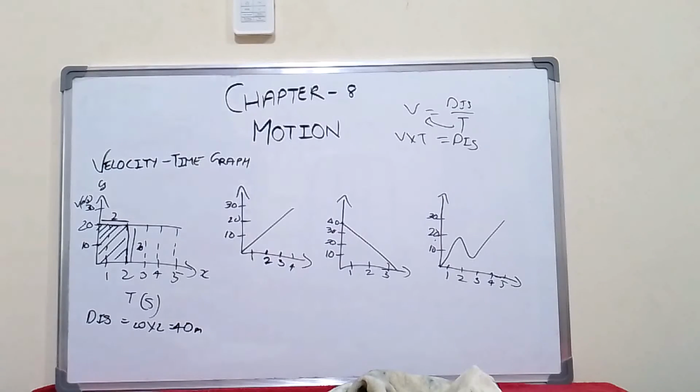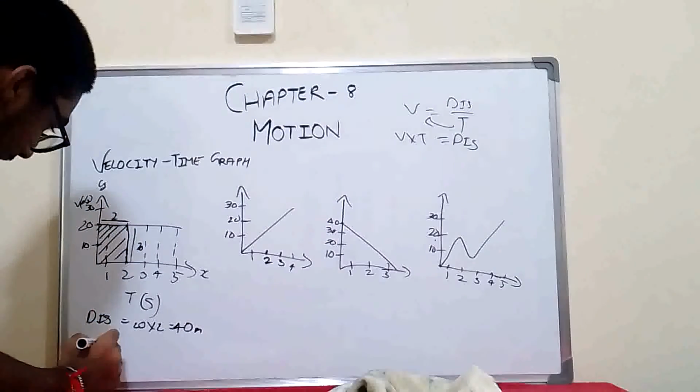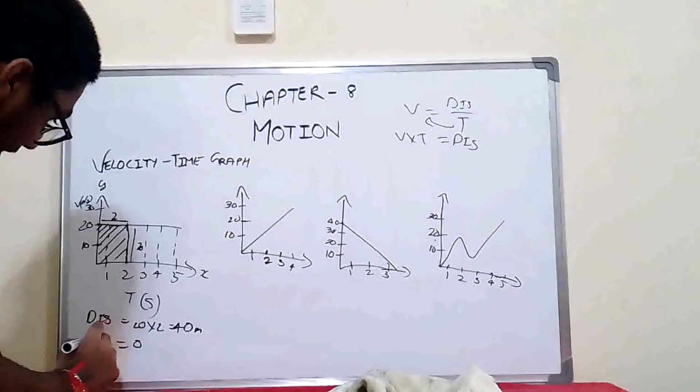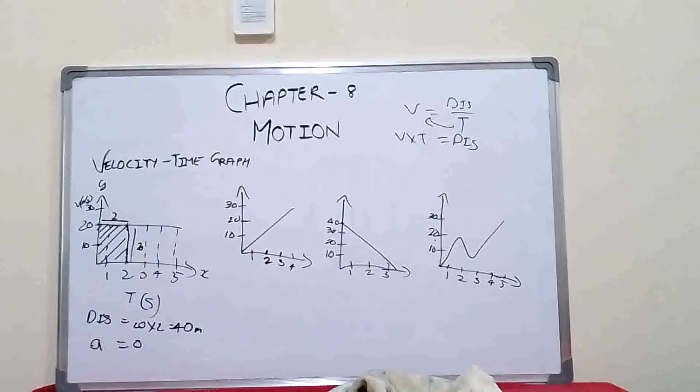Now let's find acceleration. Here the velocity is constant, which means the velocity is not changing. What is acceleration? Acceleration is the rate of change of velocity. So we can only find the acceleration if the velocity is changing. And here the velocity is not changing. It's a straight line, which means it's a constant velocity. So acceleration will be equal to 0 here because there is no change in velocity.